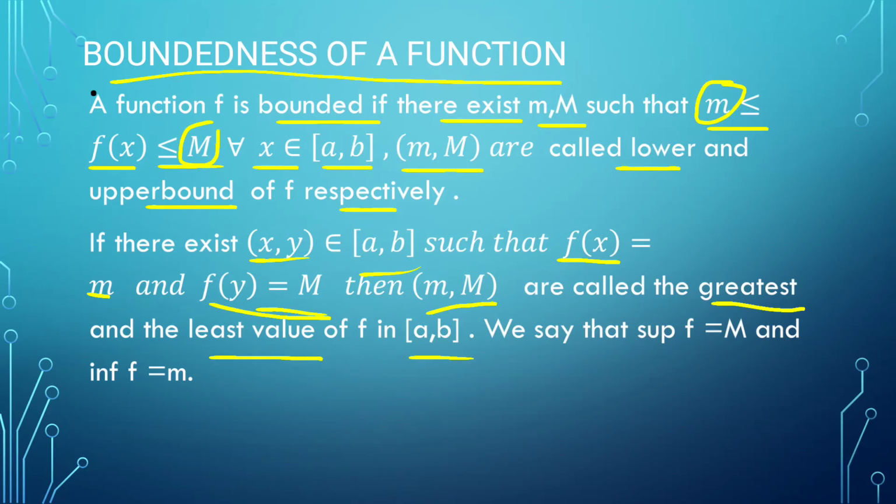So you find that f(x) gives you the small m and f(y) is the capital M. Then this gives the greatest and the least value of the function. And therefore we say that the supremum of f is capital M and the infimum of f is small m. That's about boundedness of a function.